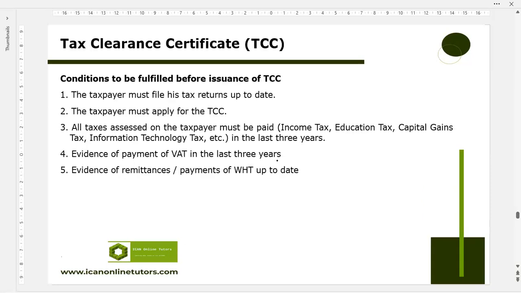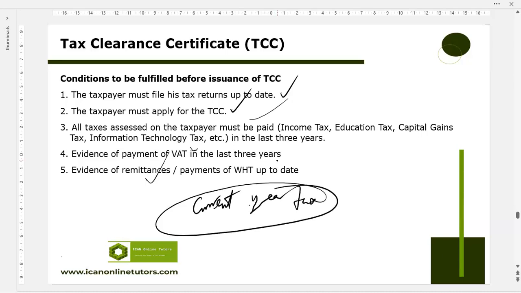So what are the conditions to be fulfilled before using the tax clearance certificate? One, the taxpayer must file his tax returns up to date. The taxpayer must apply for TCC. All taxes assessed on the taxpayer must have been paid. Evidence of payment of VAT in the last 3 years and evidence of remittance of withholding tax up to date. However, the payment of the current year tax should not be made a condition for the issuance of the certificate unless the taxpayer is leaving the country.